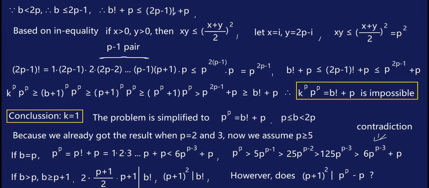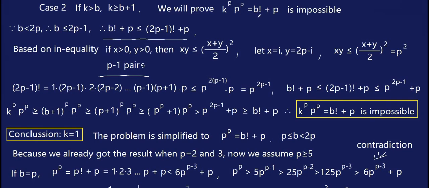Now we see (2p minus 1) factorial, and we resequence them. The first one and the last one, put them together. The second one and the second last, put them together. The sum will always be 2p, and totally we have p minus 1 pairs, because in the middle there is a p. So totally it is less than or equal to p to the 2p minus 1.